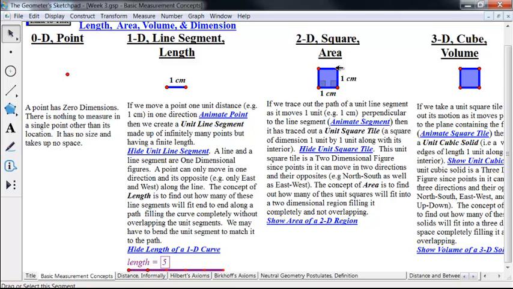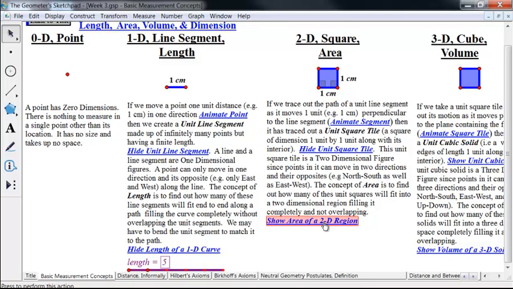So now it's not only just the square, but the interior of the square really is more what we're looking at here. And so we have this little square tile, a unit square tile. So now notice, along the line, we only move east or west, one dimension. If we're going to move on the square, we can move east or west and north or south.